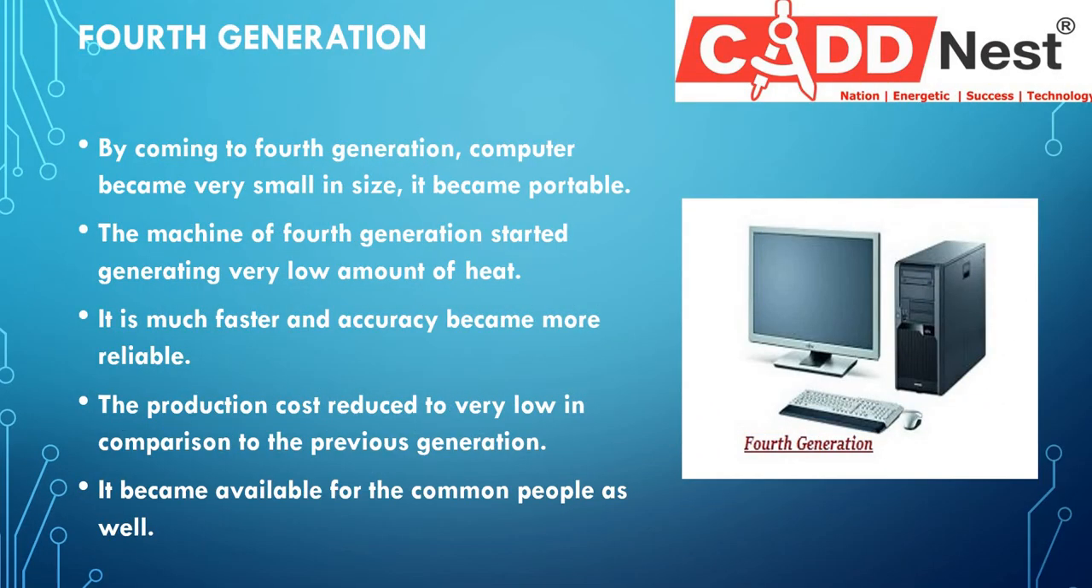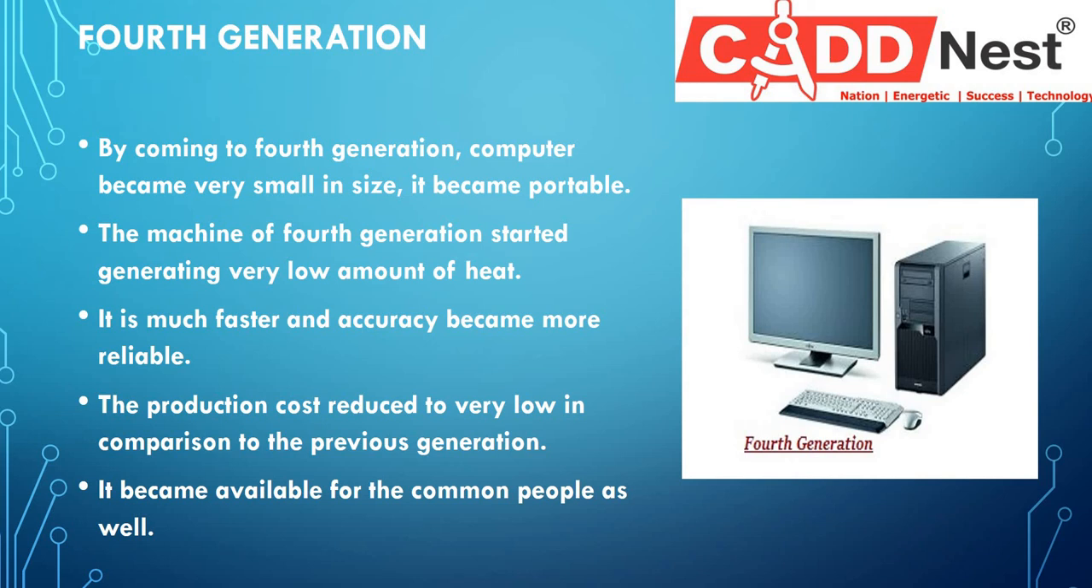And coming to the fourth generation, computers became very small in size. It became portable. The machines of the fourth generation started generating a very low amount of heat. It is much faster and accuracy became more reliable. The production cost reduced to very low in comparison to the previous generations. It became available for common people as well.